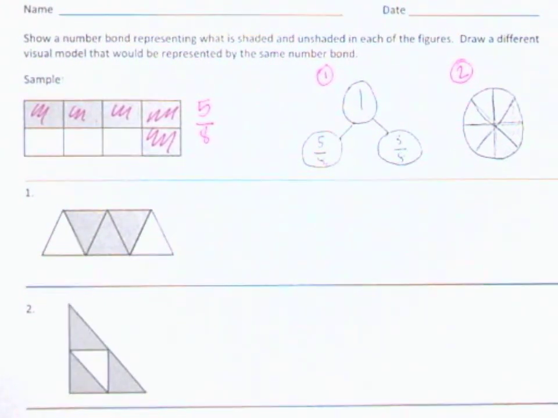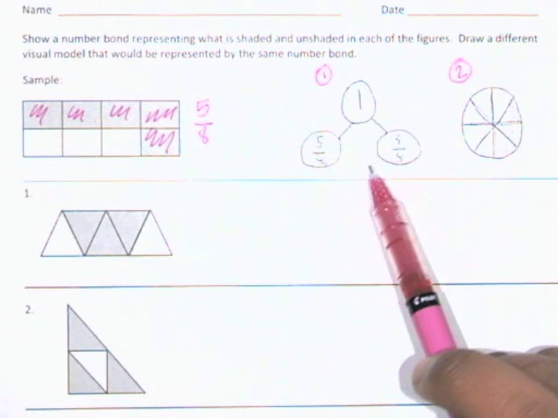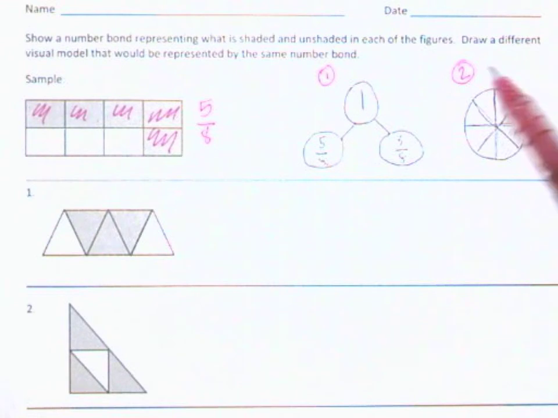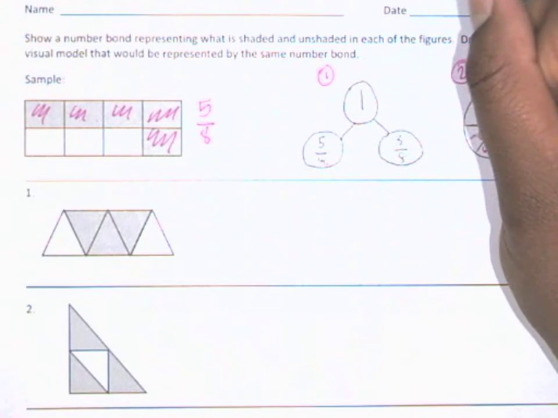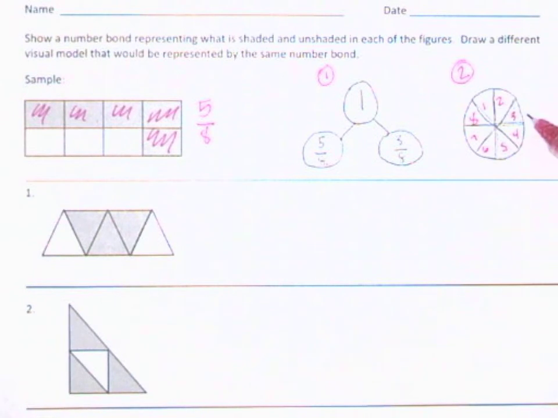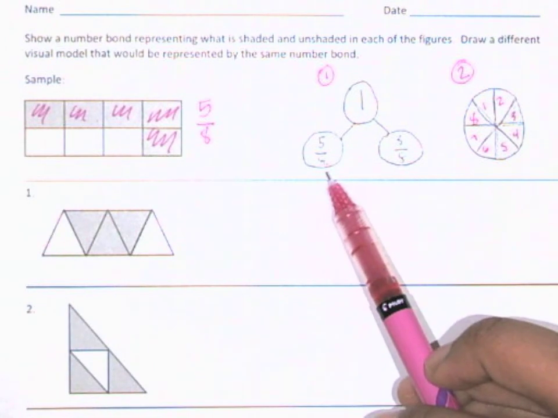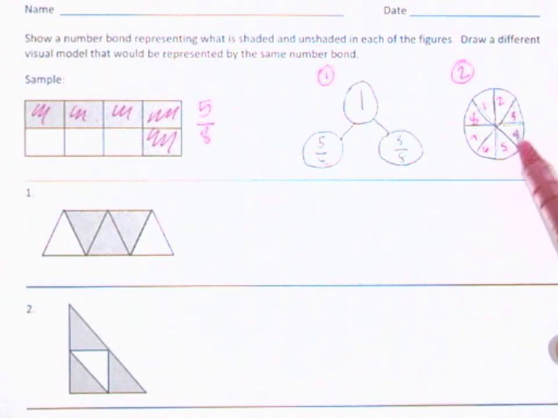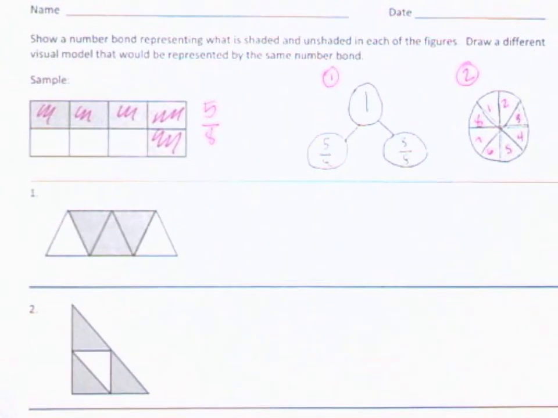Next, remember you have to draw a model to represent the same number bond. So we have our whole, which is our whole circle. It's split into 8 parts: 1, 2, 3, 4, 5, 6, 7, 8. You have 5 that are not shaded: 1, 2, 3, 4, 5. So in this case, this 5 over 8 is what's unshaded. And then you have 1, 2, 3 that are shaded, and that's where the 3 over 8 is. If you're still a little bit confused, it's okay.